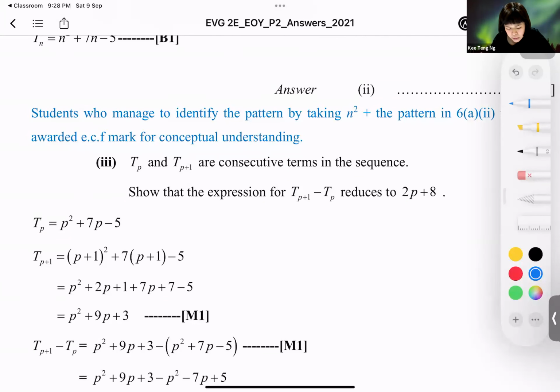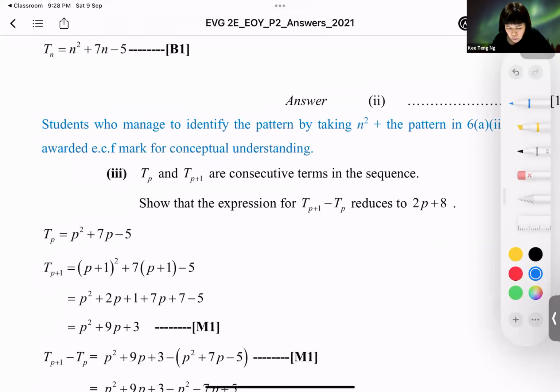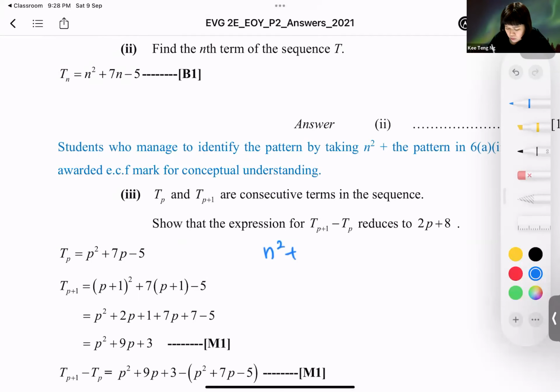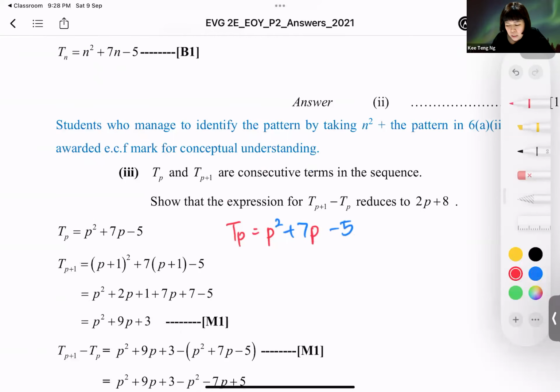Let's find TP. I use my sequence. It was n squared plus 7n minus 5. I'm going to change it to just p squared plus 7p minus 5. Simple, straightforward. That's TP. But now I want TP plus 1. It's n squared plus 7n minus 5, but now I'm going to change this n to, since they say p plus 1, p plus 1 squared plus 7 times p plus 1.